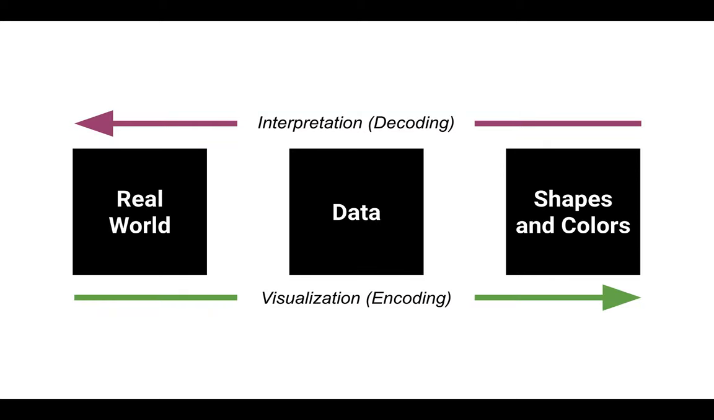This framework illustrates this point with the process of encoding, taking us from the real world to data to shapes and colors with statistics and design knowledge so that the audience can go interpret those shapes and colors and learn something accurate and correct about the data and the real world it represents.